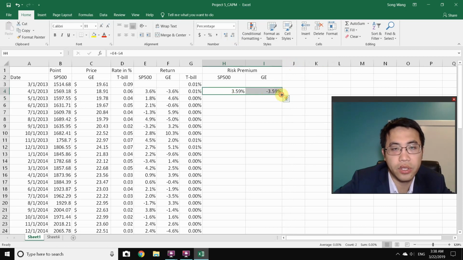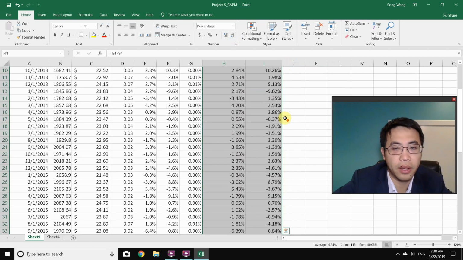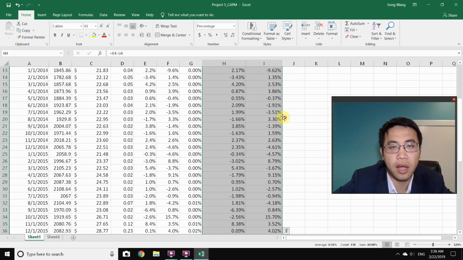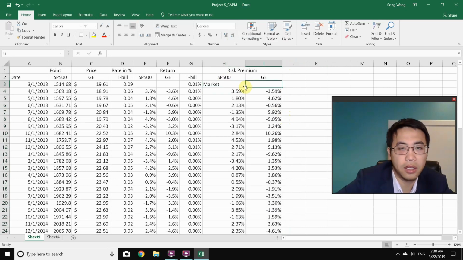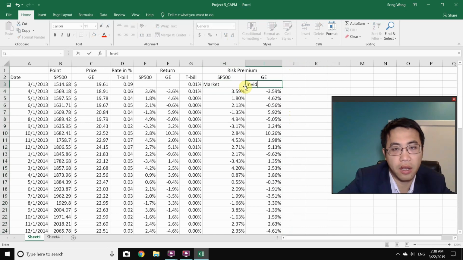Okay, then just drag it all the way down. So now I have my risk premium for the market. So I just mark it as market, and then this would be the individual stock.